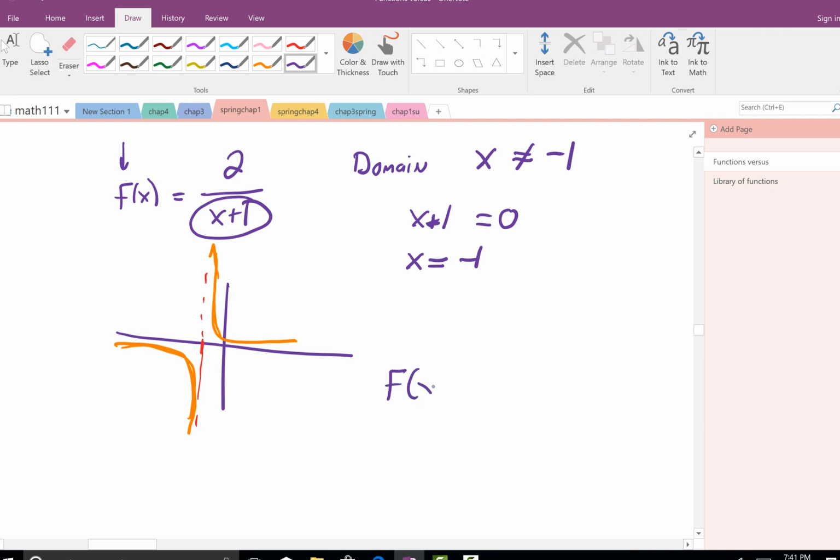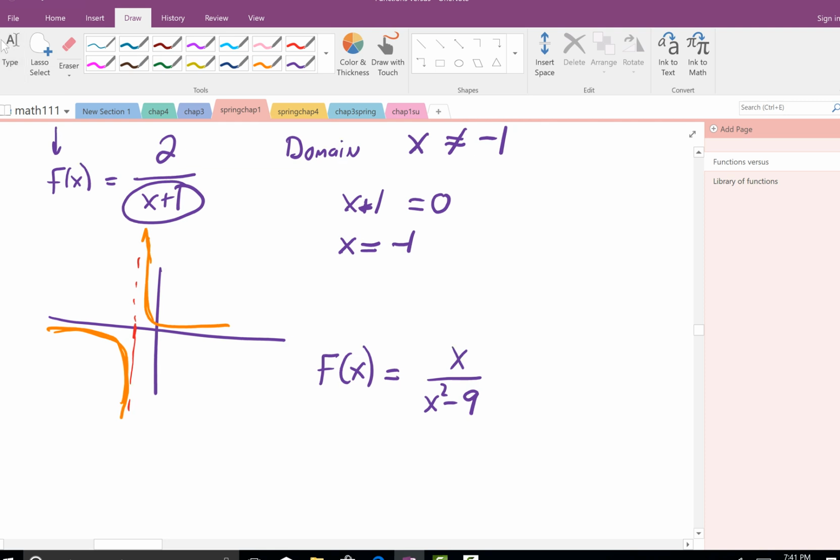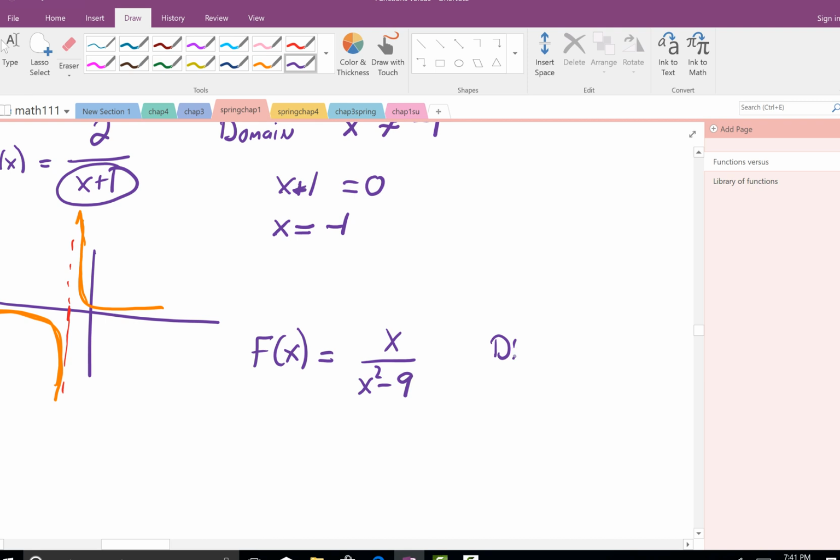Same thing with these guys. So if they have something like this, I'm looking at some of your problems right off of the homework here. Something like this. You can do it in Desmos. Take a look at it, see what it looks like. You can do it that way. Or you can say, you know what, I'm just going to look at this, set this equal to 0, because I know I can't have 0 down there, and figure out what x can't be.